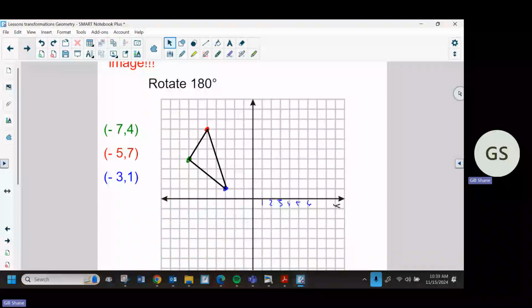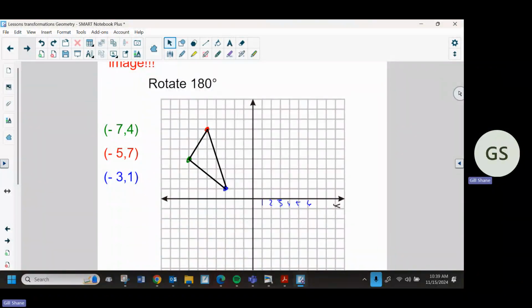Well, again, you just write the new value. I'm not sure exactly what you're saying. Once you turn it, that's where it is. That's where the new image will be. Just write the ordered pairs for all of those points. I'm going to do it up here. So just try to follow along. Yeah, if you think you got it, raise your hand. Let me see.